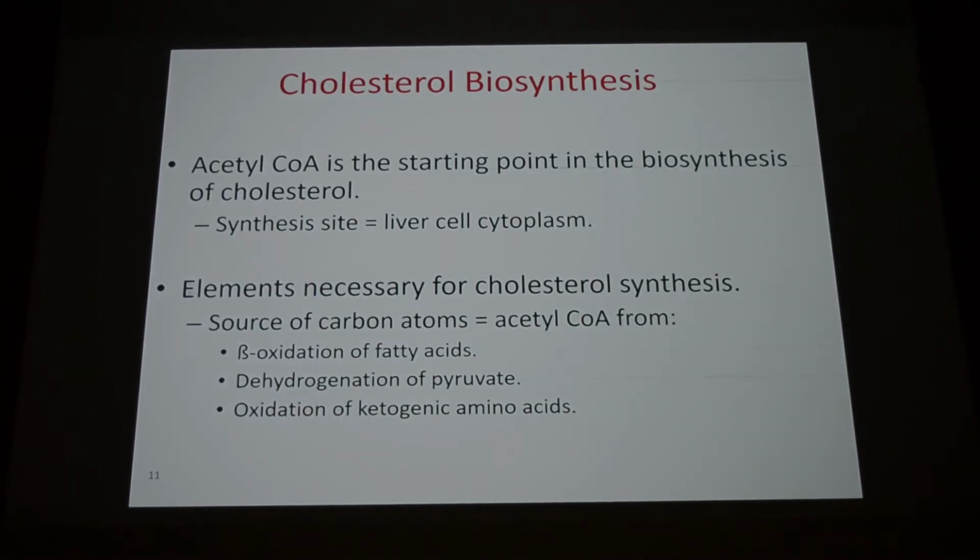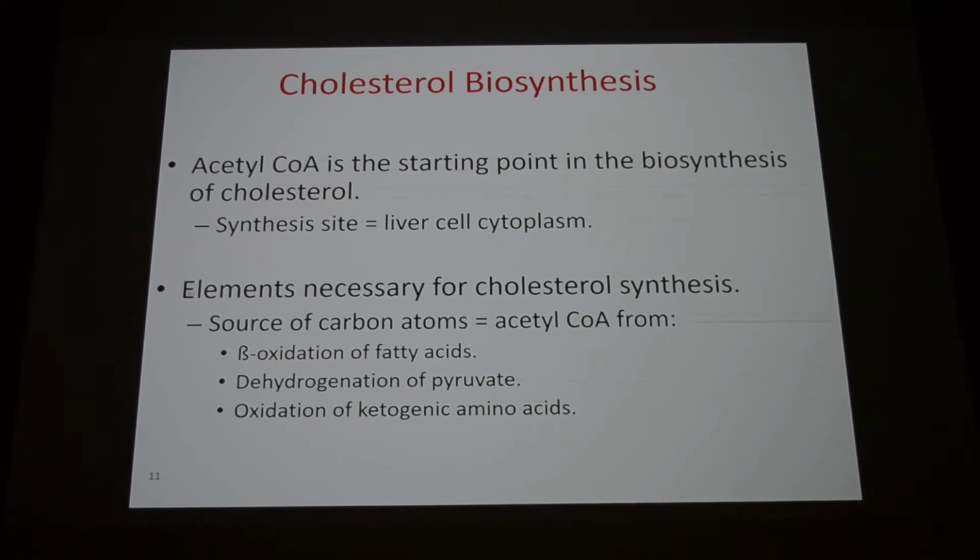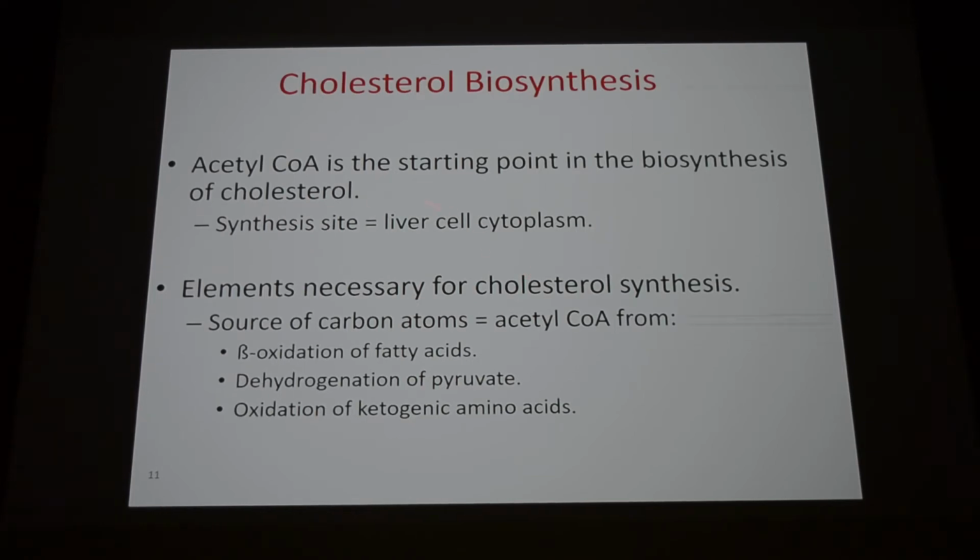So for the synthesis, we said that we obtain cholesterol from de novo synthesis that occurs in the liver. What do we need for this? We need acetyl coenzyme A. The acetyl coenzyme A is the starting point in the synthesis of cholesterol, and the synthesis occurs in the liver cell cytoplasm.